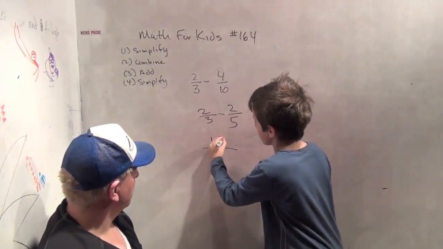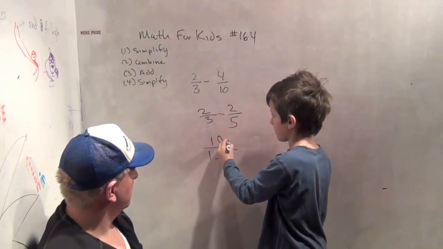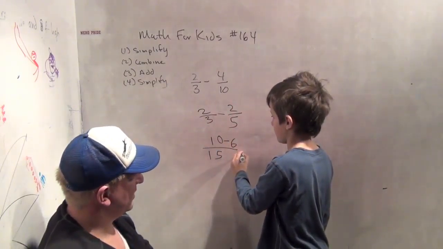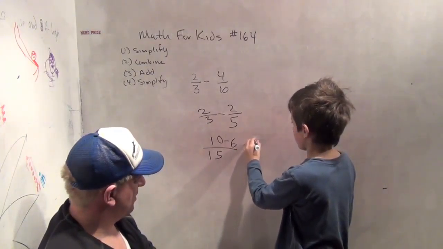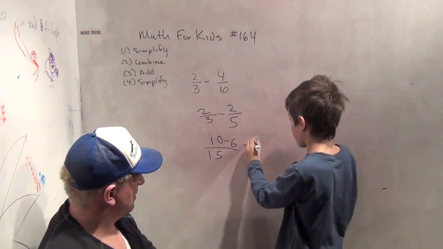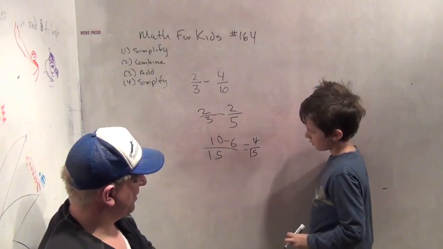So 5 times 2 is 10, so you get 10. 3 times 2 is 6. 10 minus 6 over 15, which is 4/15.